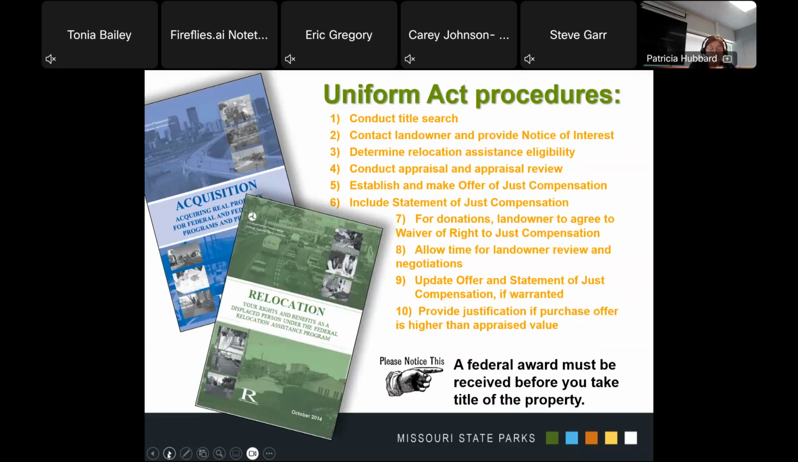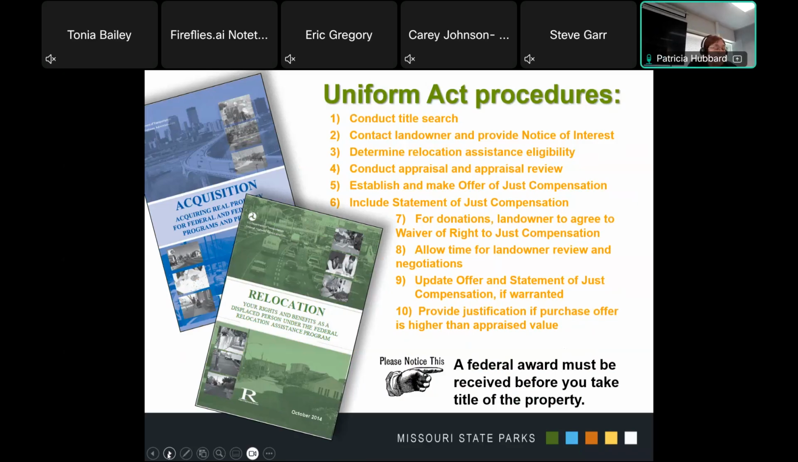As I am talking through these steps, I wanted to let you know that I also do have templates for most of the letters and waivers, plus links to booklets that I will be talking about. If you would like a copy of those templates and stuff, you can email me and I'll be happy to send you that packet. Most of the steps of the Uniform Act will occur during the application process because you need to know the value of the land in order to place it in your budget.